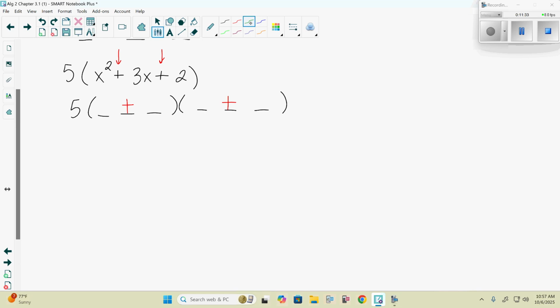Our first term is x squared. Well, the factors of x squared, what multiplies together to get us x squared, is x times x. 1 times x squared is a factor of x squared, but it does not help us with factoring these polynomial functions. Our third term is 2.